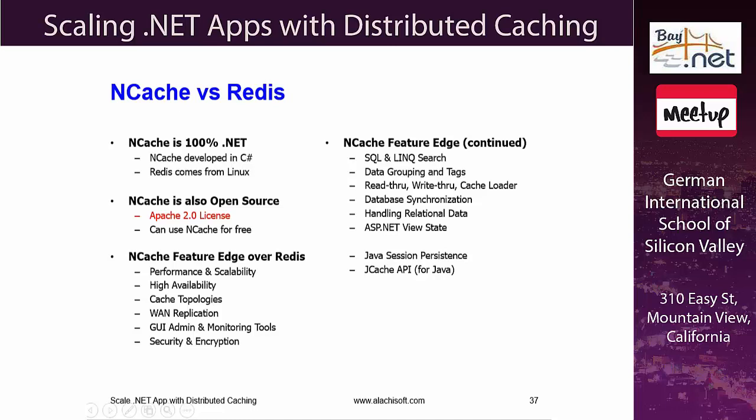and I've gone through a lot of those features today, like SQL searching, data grouping and tags, read-through, write-through. Cache loader is a feature that I did not touch, but I think somebody asked me a question, I think you did, about how to pre-populate the cache. So I said NCache has this feature called cache loader, which is just like a read-through handler. It's just your code that NCache calls upon startup, and then you can pre-populate the cache. Database synchronization, relational data, ASP.NET View State, support for Java and others.